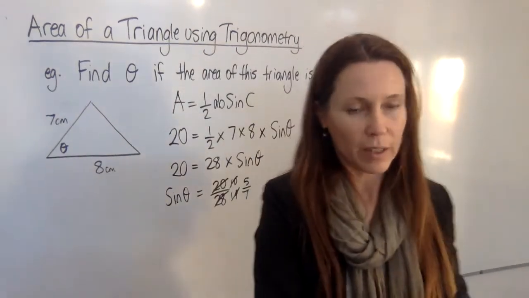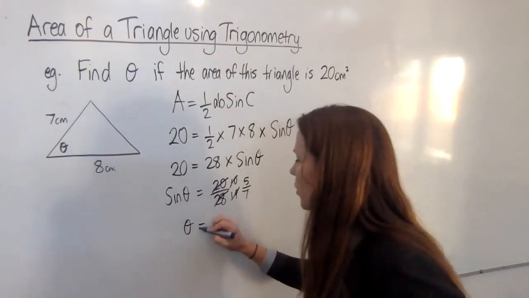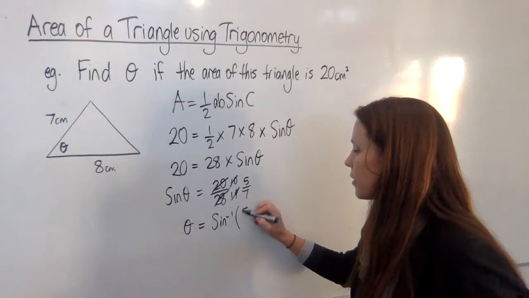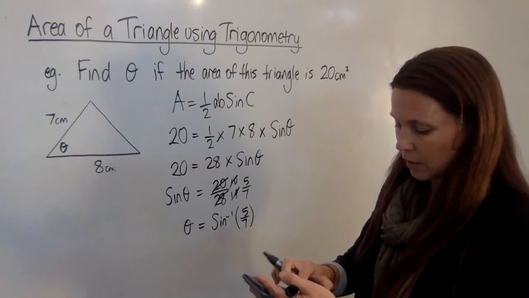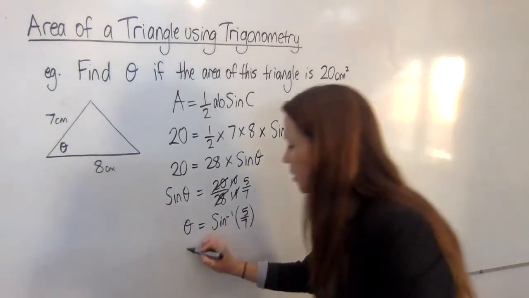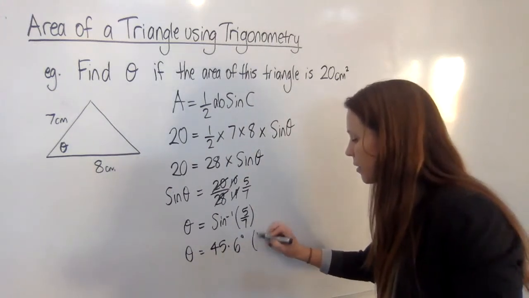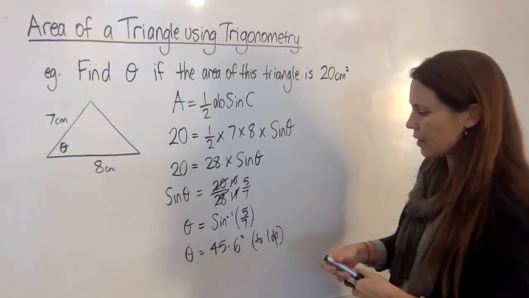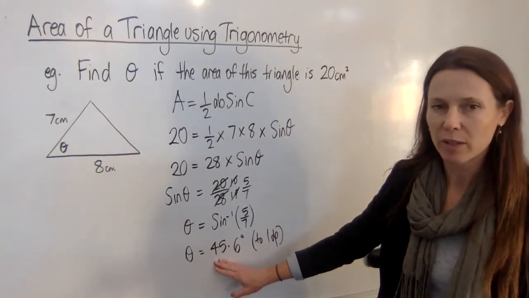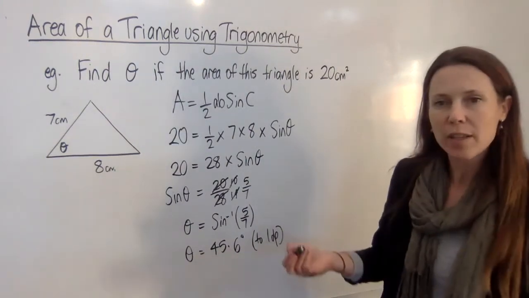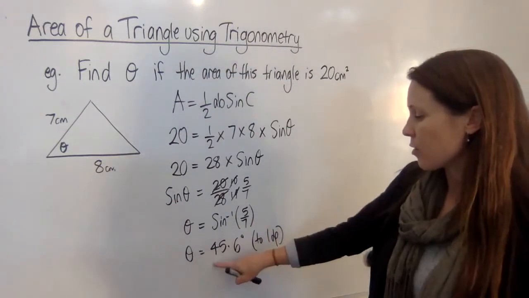Now, reach for your calculator. I need to write down what I'm going to do, which is to find the inverse sine of 5/7. Inverse sine 5/7 is 45.6 degrees to 1 decimal place. Now at this point, you'll look back at the picture and say, sure, 45.6 degrees could be the angle we're looking for. But one thing you need to be aware of, just like with the sine rule in its ambiguous case, when you're using this rule to find an angle, there is more than one answer.